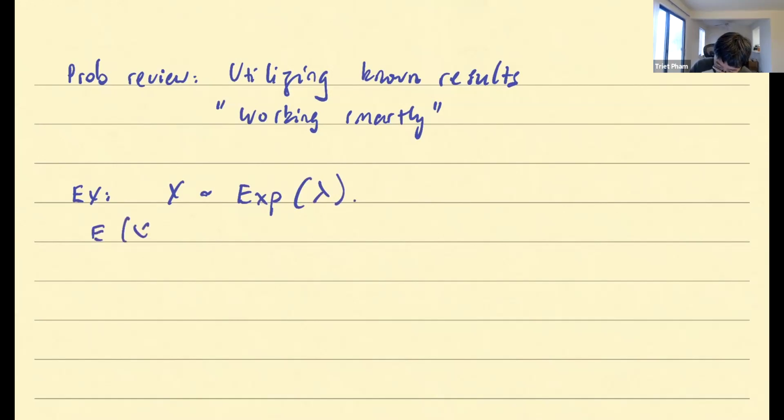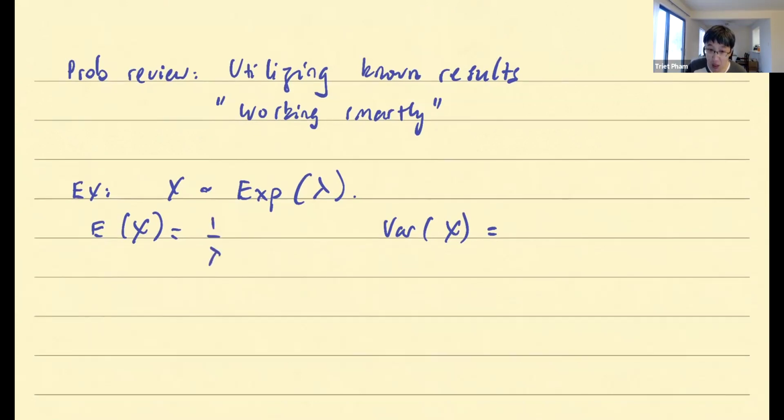Let's just first ask a very common question. Can anyone tell me what the expectation and variance of an exponential lambda is? What are the expectation and variance of an exponential lambda? Okay, 1 over lambda for expectation. And the variance would be? Okay, very good.